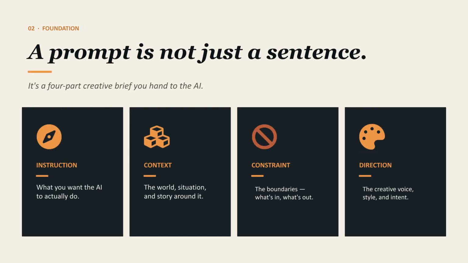A prompt is not just one sentence. Think of it as a short creative brief you give to the AI. There are four key parts. First, instruction: what you want the AI to do. Second, context: the world, situation, and story around it. Third, constraint: what should be included, avoided, and controlled. Fourth, direction: the style, tone, and creative intent. When these four parts are clear, the AI has a better chance to give you the result you want.